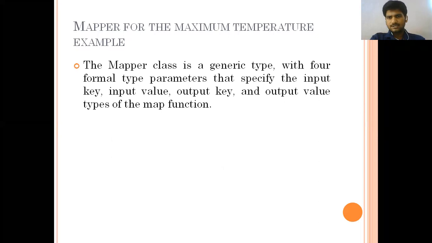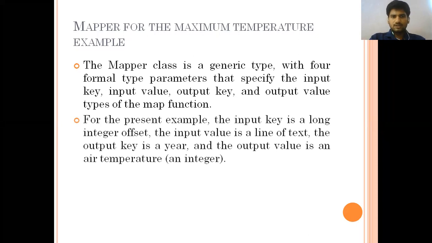The mapper class is a generic type, so that's why I went back to unit 1 and showed what a generic is. Here we have mentioned 4 formal parameters in the generic brackets. The parameters are the input key, the input value, the output key, and the output value, which give the type of this map function.